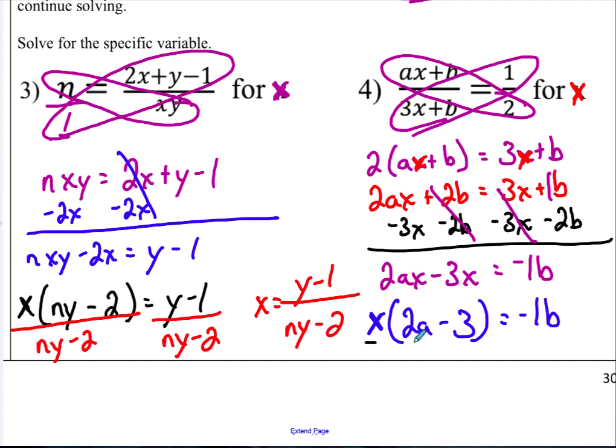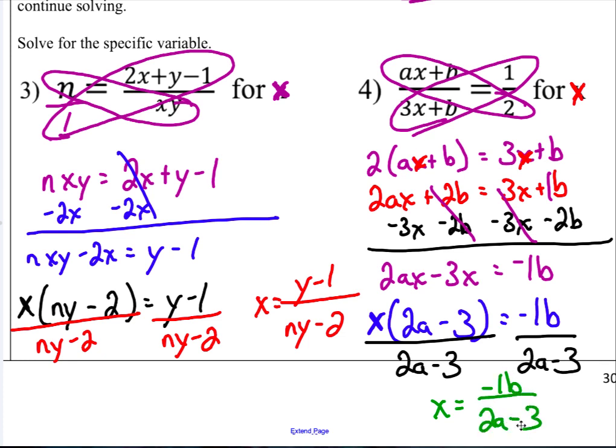And then my last step is to divide to get rid of those other pieces. So I'm going to divide by what they were multiplying by. And I get x equals negative 1b over 2a minus 3. Okay? And again, those are complicated equations even at their final stages. But what we're going to talk about more tomorrow is why would I want to rewrite an equation for a different variable? Well, because it's going to help me solve a problem depending on which variable I want to focus on. Sometimes the equation isn't solved for the one I need, so I need to rewrite it in a way that helps me get to that answer.